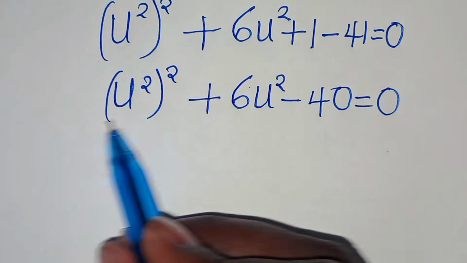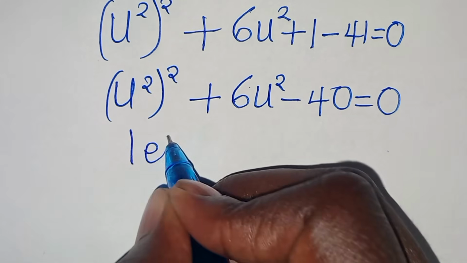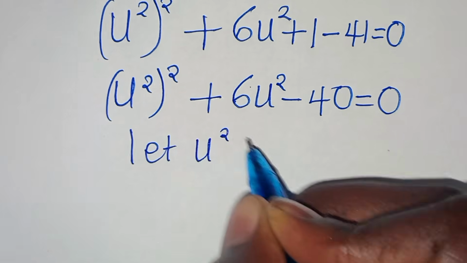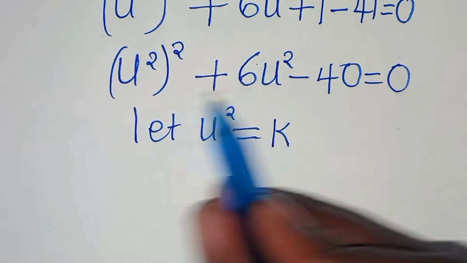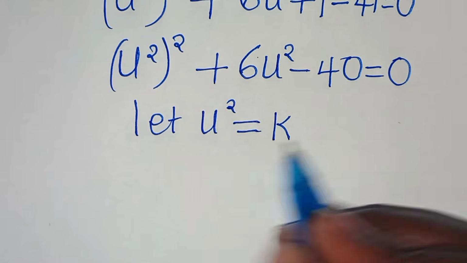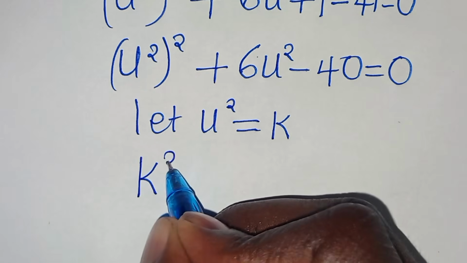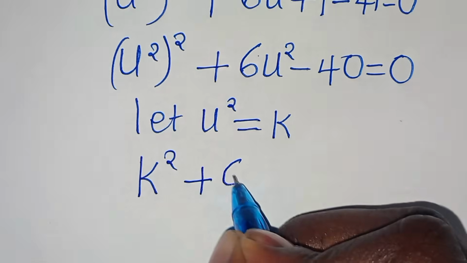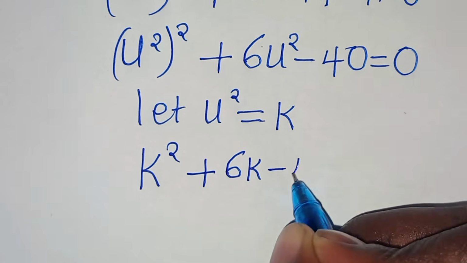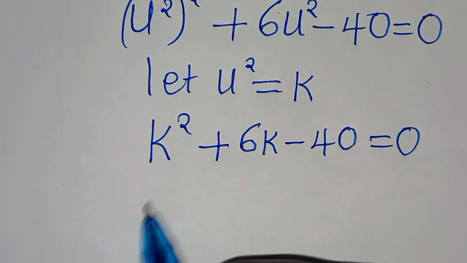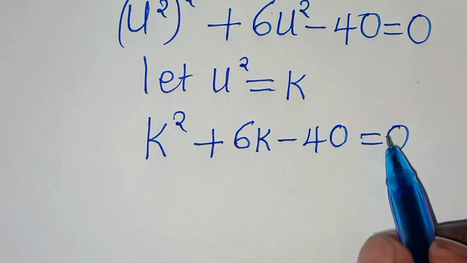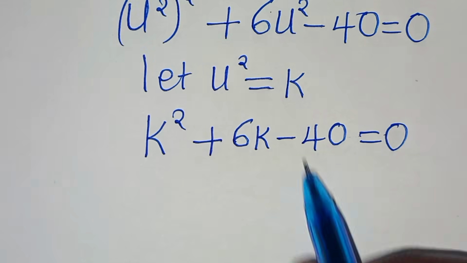Now, the next step from here, we can let u to the power of 2 be equal to k. So let's express this equation in terms of k, so that we have k to the power of 2 plus 6k minus 40. This is equal to 0. So we form a quadratic equation here, which you can solve by factorization method.